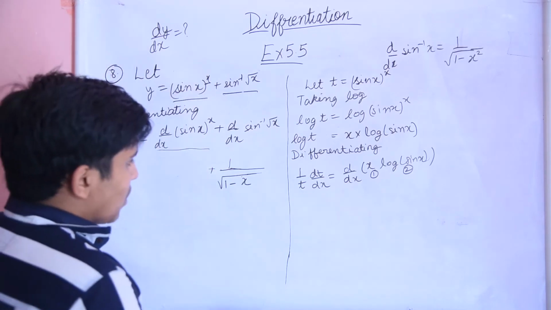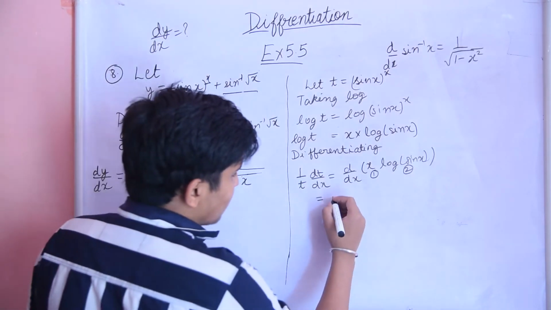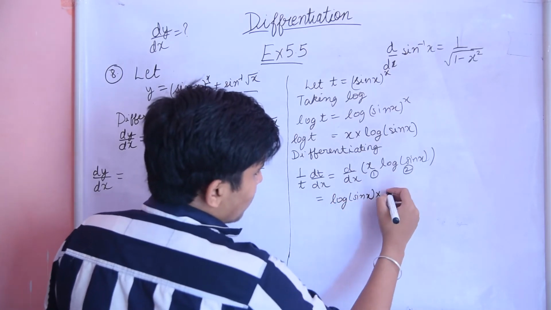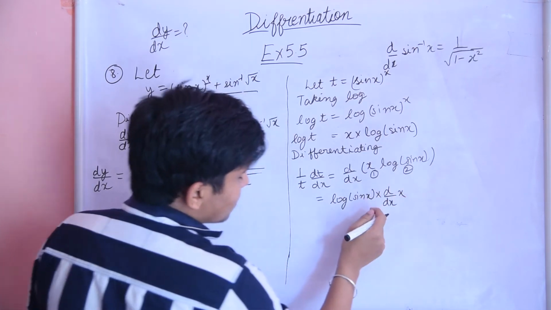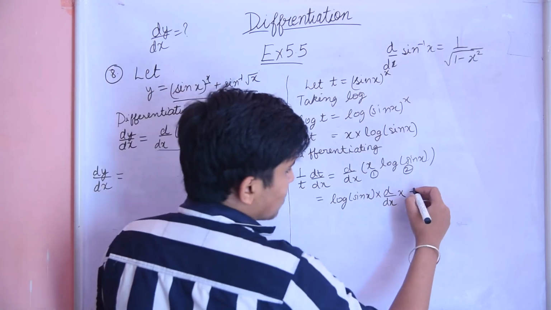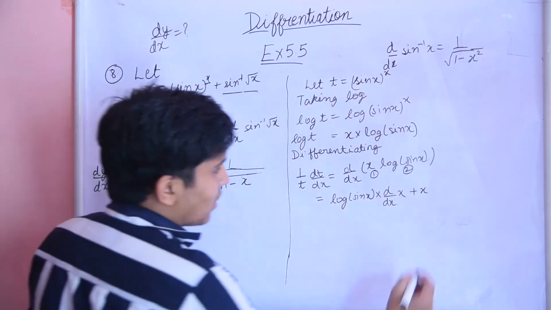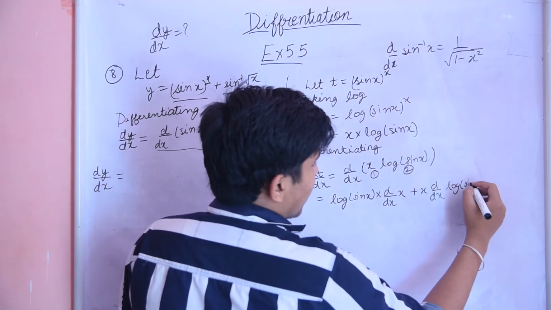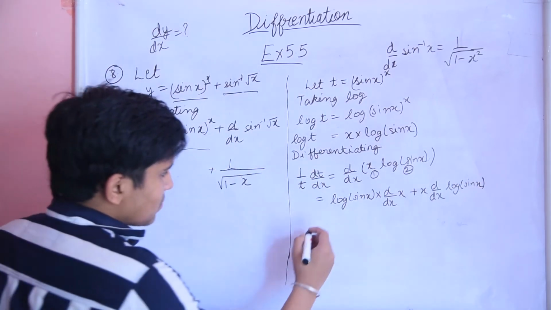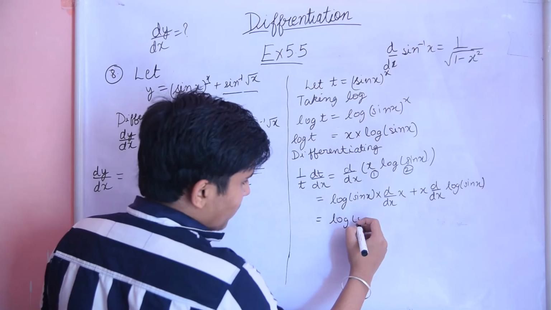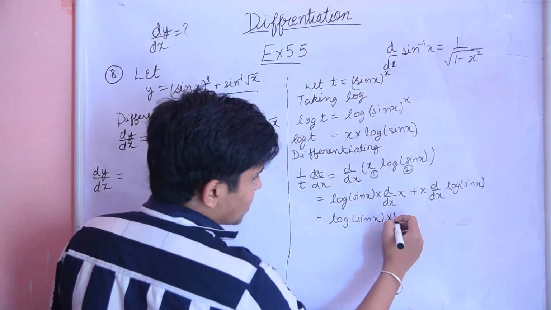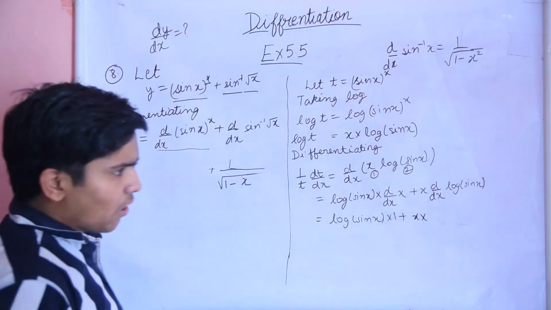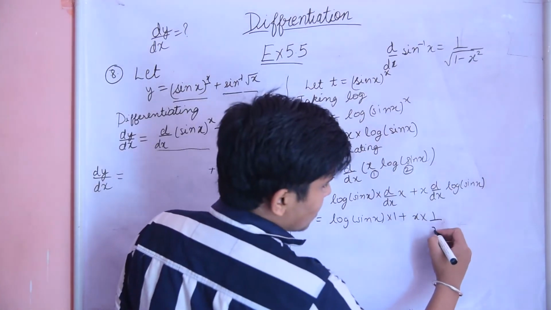So according to the product rule, we have the second function, log sin x, into differentiation of the first function, d by dx of x, plus the first function, x, into d by dx of the second function, which is log sin x. As you all know, differentiation of x with respect to x is always 1, plus x into differentiation of the log function, which is 1 upon x.